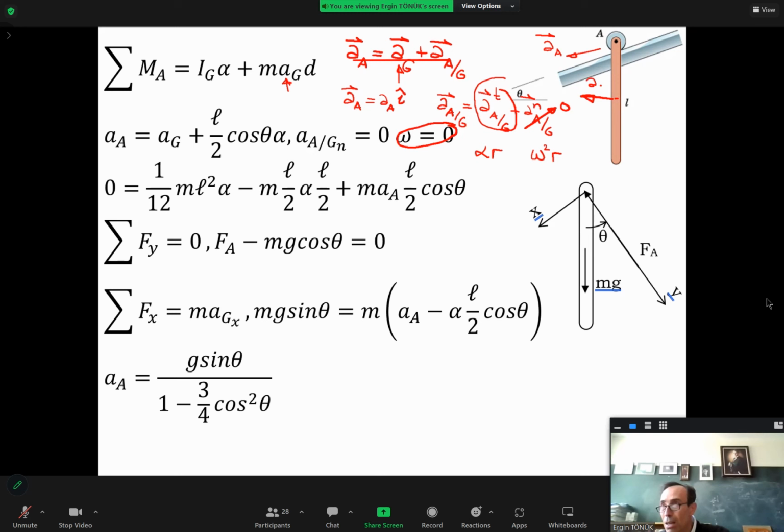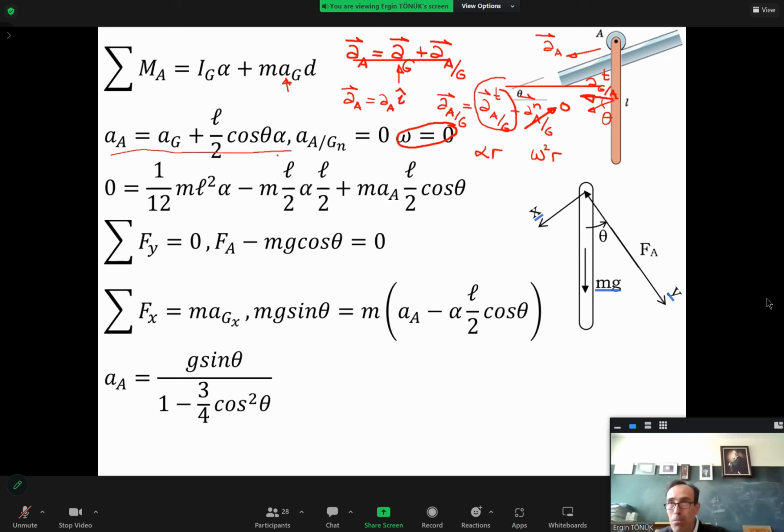A, G with respect to A tangential, okay? And A with respect to G tangential is opposite of that. And it's perpendicular to the slot. So when you take its x component like this, the angle between the two is theta, and this is how I get this expression.